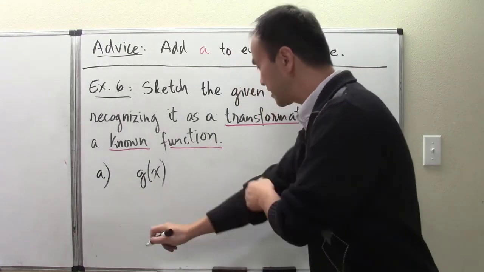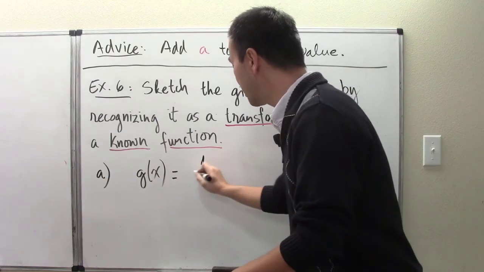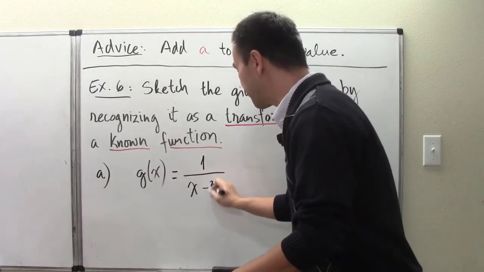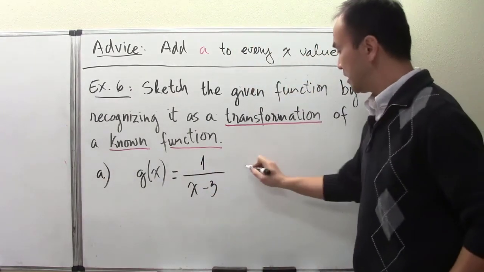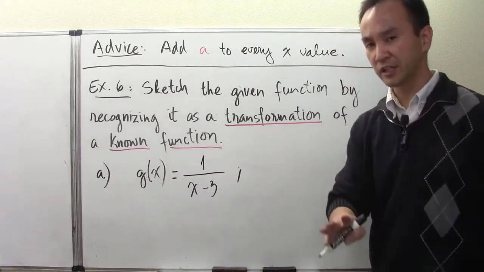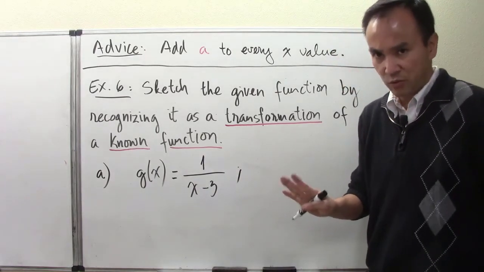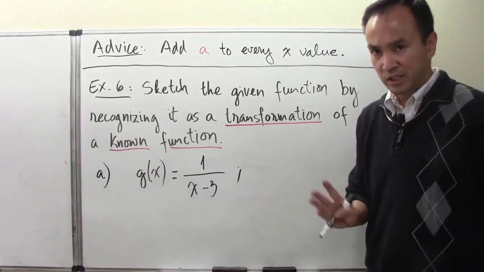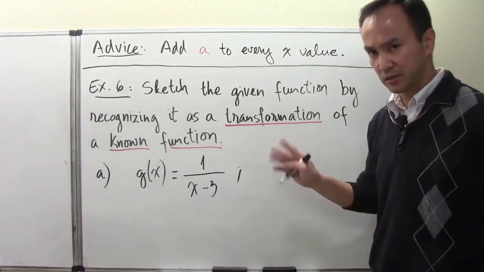That can save me some more space later. So 1 over x minus 3. This is the function that we're aiming at. But now, before I throw in the sketch, because we definitely don't want to construct a table of values. That's taking way too much time.